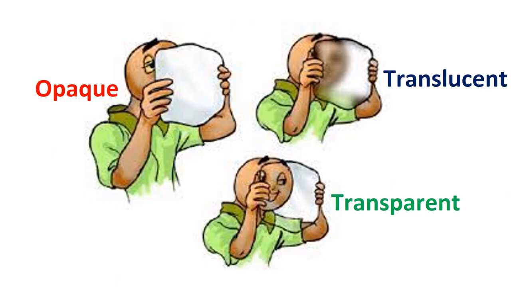With the help of this picture, you can at least understand what these three terms mean: transparent, opaque and translucent. You can see a boy is holding three different types of materials. Through one of them, we are unable to see his face. Through one, we can see his face, but it is not clear. And through the third material, we can clearly see his face.